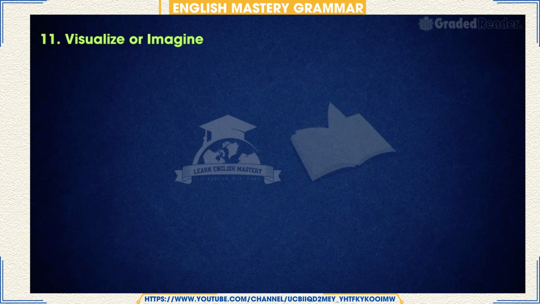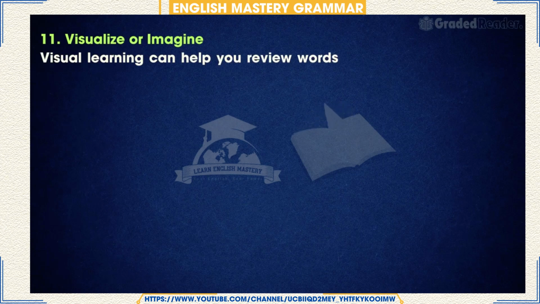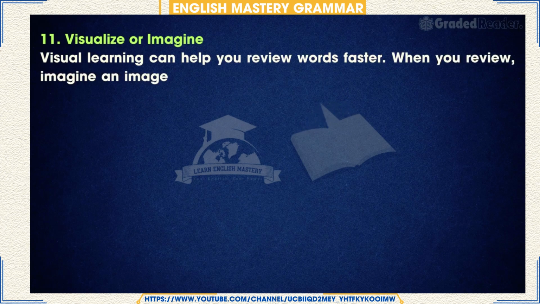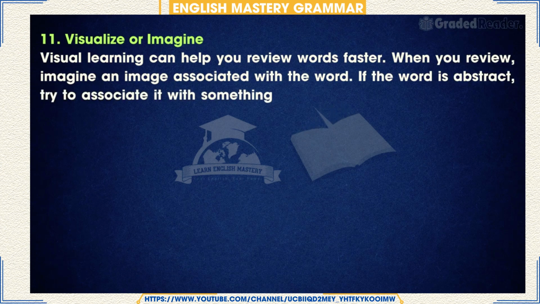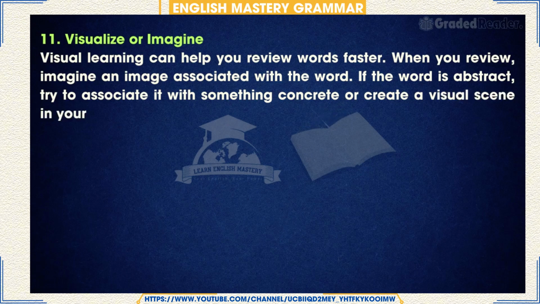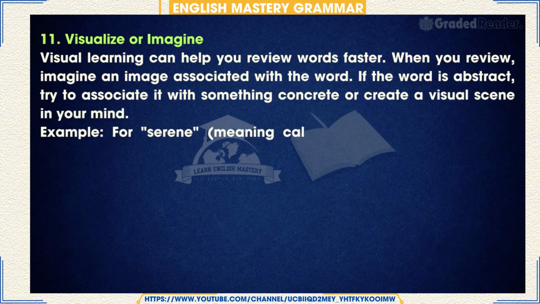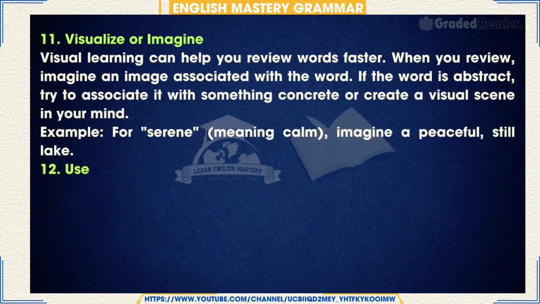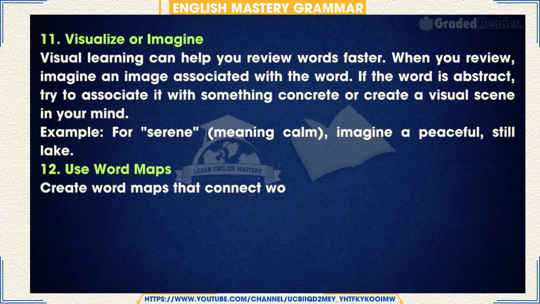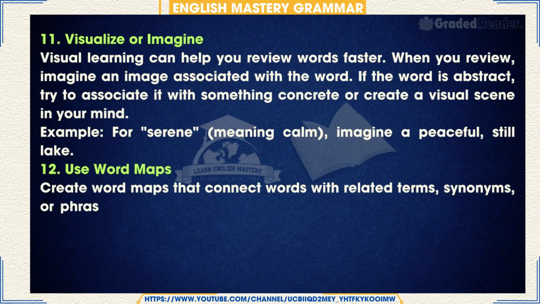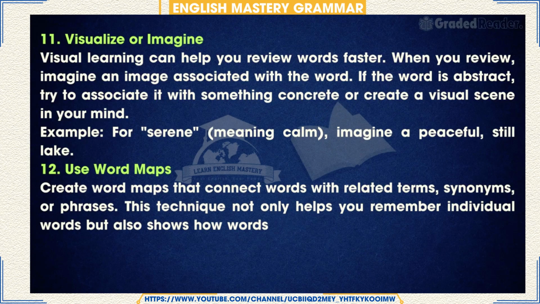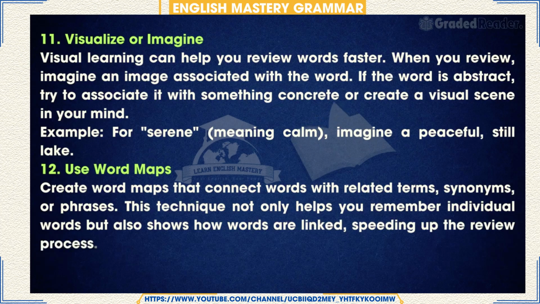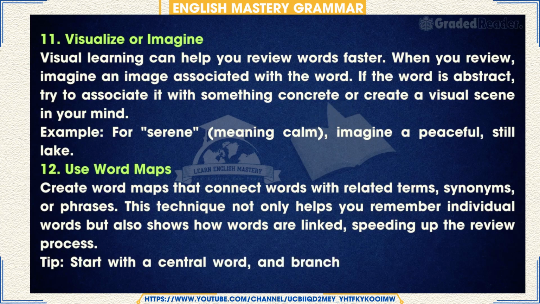11. Visualize or imagine. Visual learning can help you review words faster. When you review, imagine an image associated with the word. If the word is abstract, try to associate it with something concrete or create a visual scene in your mind. Example: for serene, meaning calm, imagine a peaceful, still lake.